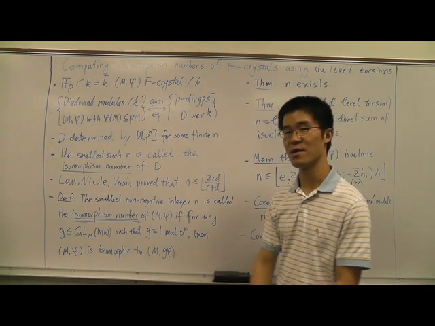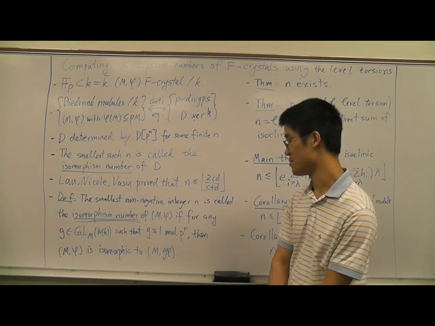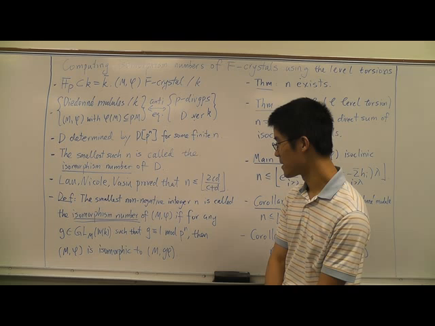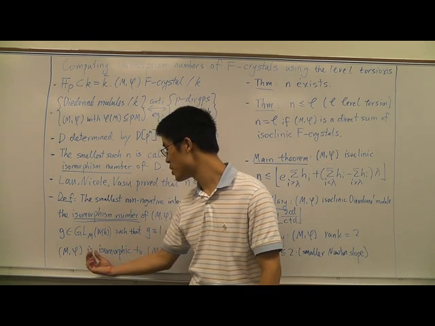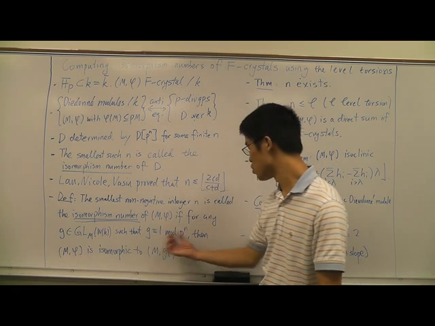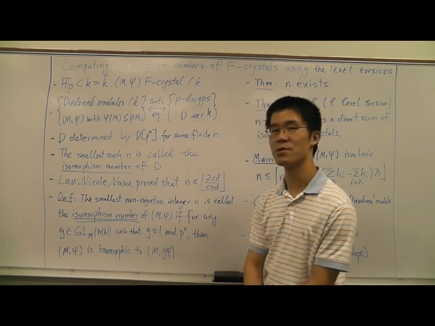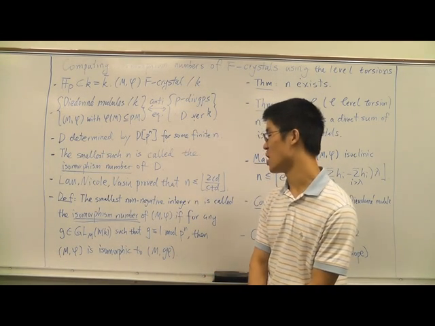Now notice that gφ is still going to be semi-linear, so this is another F-crystal. So this is saying that if φ is perturbed by some automorphism which is very close to 1, modulo p^n, then the isomorphism type will not be changed.